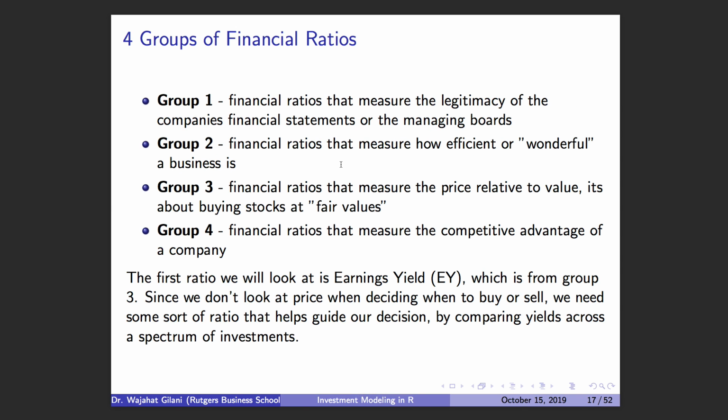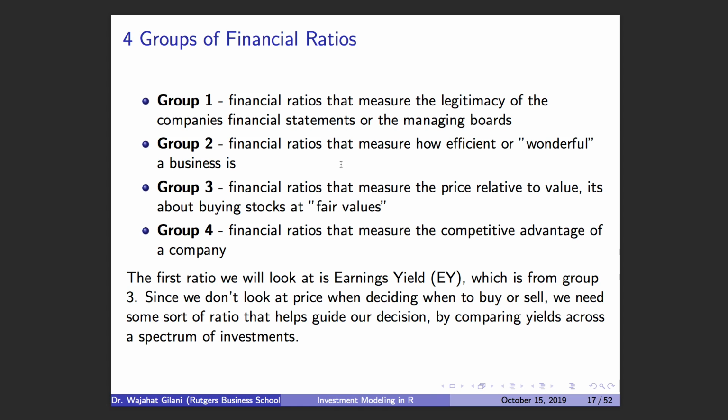All right, now, there are 4 essential ratios. In the fundamental world, they have their own grouping for ratios. In the quantitative world, we tend to have our own grouping. Group 1 tends to be the ratios that measure the legitimacy of the financial statements.